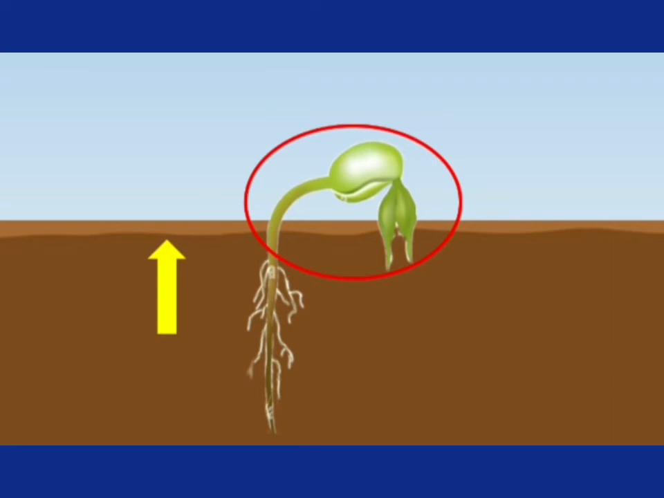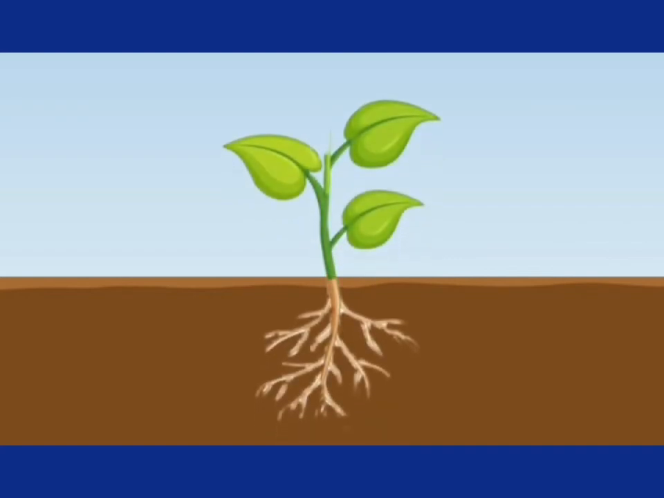Okay, and then children, soon we see a baby plant with tiny leaves. So children, this process of the growth of a seed into a plant is called germination. It is called germination.